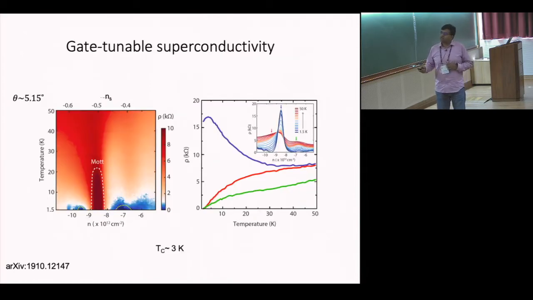And finally, just to round off this story, if you dope away from half filling, we do see regions where the resistance goes all the way to zero, and Tc is on the order of 3 Kelvin. I should say that these superconducting states tend to be fragile. So we've had about 3 or 4 samples which all have similar Tcs, but if you cycle them 5 times, then very often the device would go bad. So this is something that we are still trying to improve. But certainly there do seem to be regions where the resistance goes to zero.